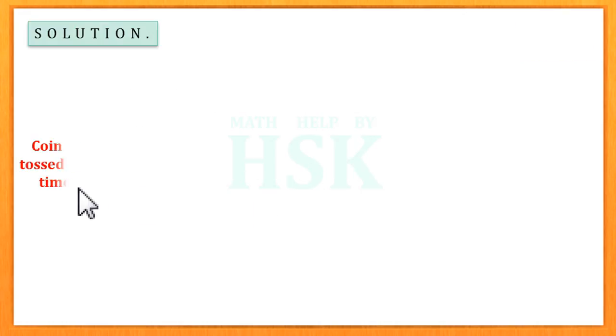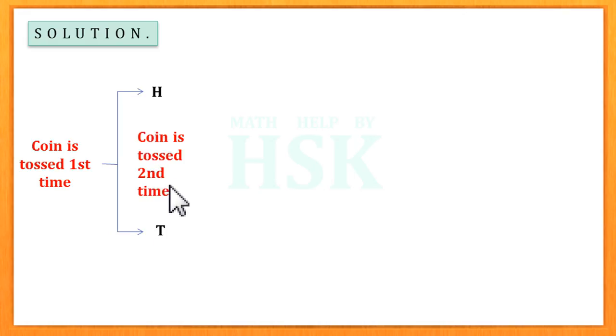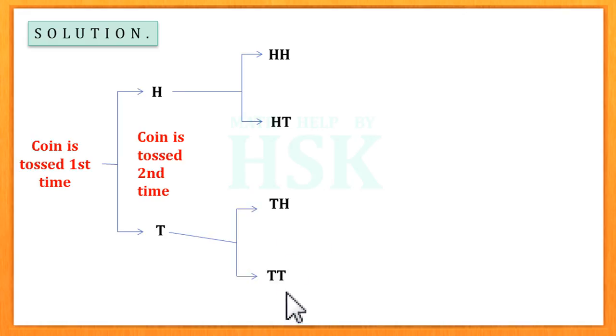When the coin is tossed for the first time, it can give us a head or a tail. It can be noted here that H is the event of getting head, and T represents the event of getting tail when a coin is tossed. Further, if the coin is tossed for the second time, the events that result after the first and second toss will be head head, head tail, tail head, and tail tail.